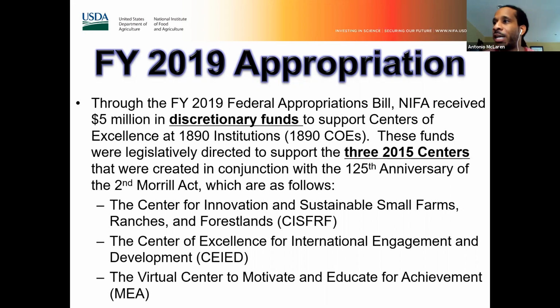These funds were legislatively directed to support the three 2015 centers that were created in conjunction with the 125th anniversary of the Second Morrill Act, which are listed as follows. So you have the Center for Innovation and Sustainable Small Farms, Ranches, and Forest Lands, the Center of Excellence for International Engagement and Development, and the last is the Virtual Center to Motivate and Educate for Achievement. So those are the three anniversary centers.